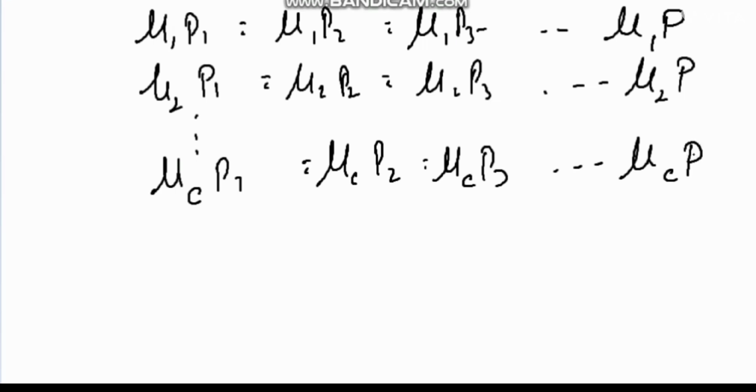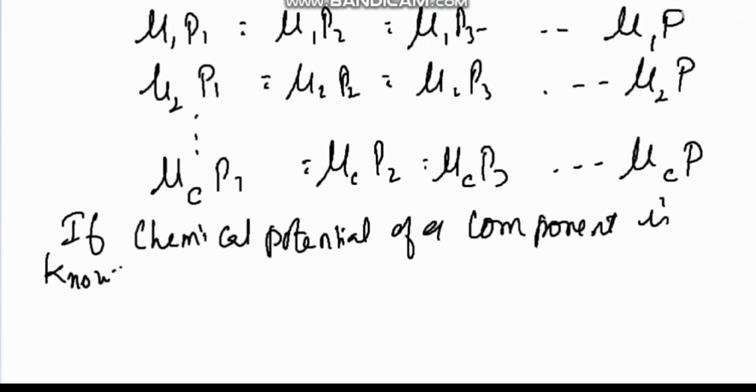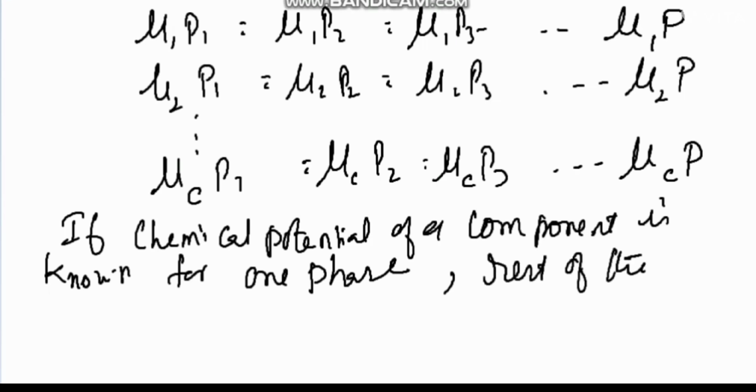So since the chemical potential of a component is the same in all the phases, if you know the chemical potential of a component in one phase, we need not know the chemical potential of that component in the rest of the phases, because everything is the same. That we call a fixed variable. That fixed variable can be written as P minus 1 in bracket into C. So that is the expression for the fixed variable which we need not know.